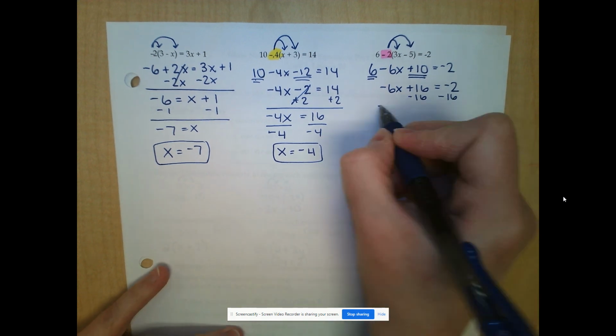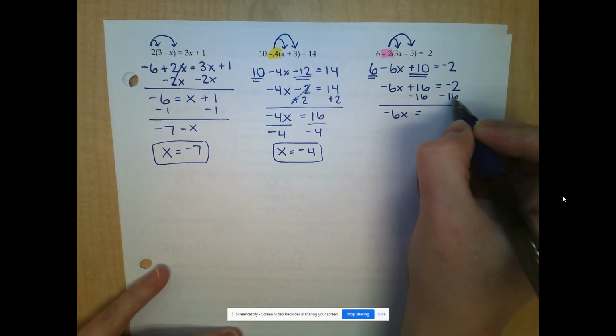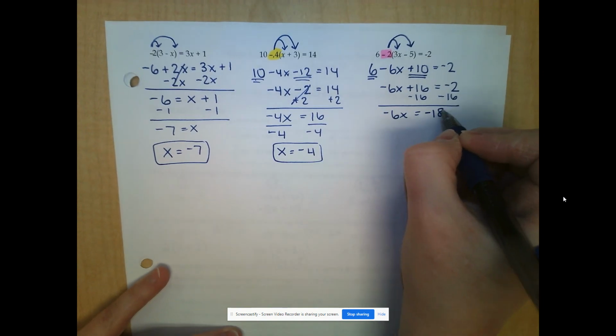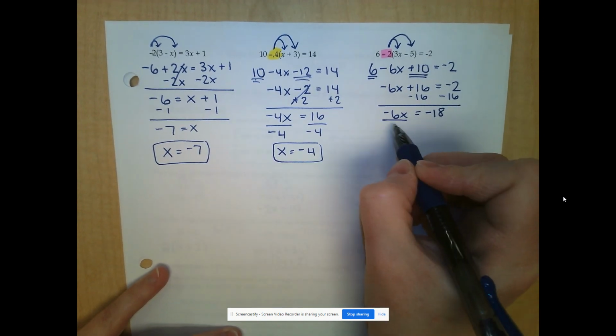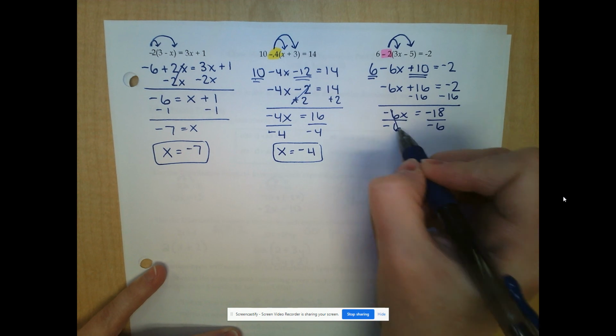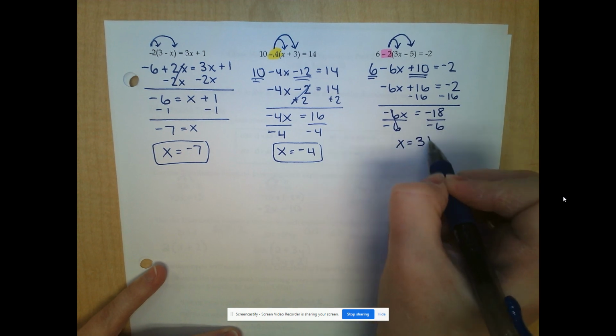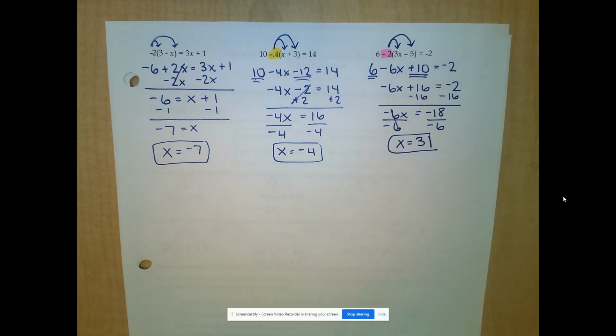Subtract 16 from both sides. -2 minus 16 is -18. This is multiplication, so I'm going to use division. Divide both sides by -6. X equals 3.